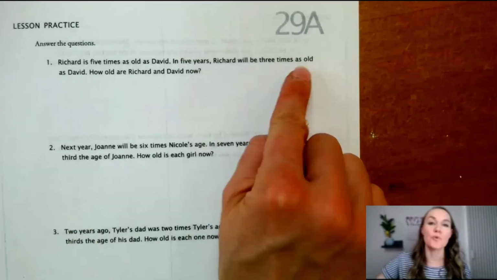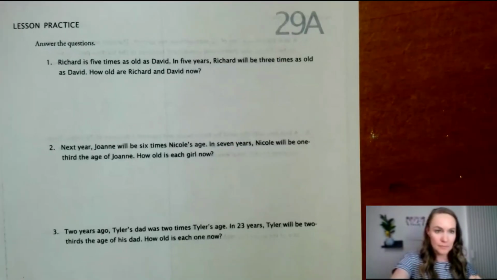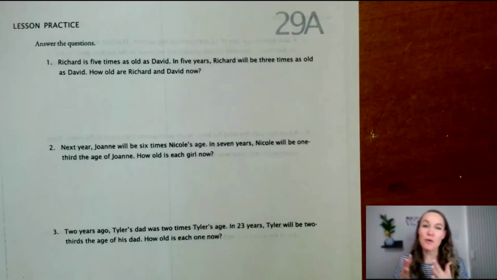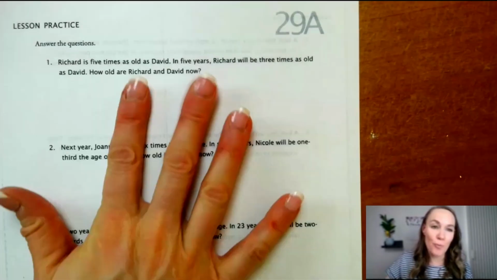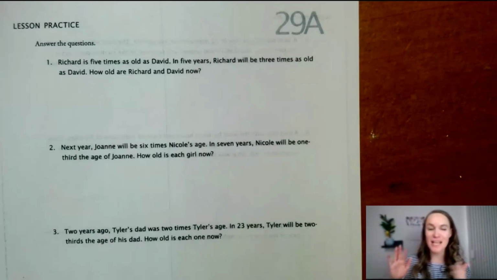Today we are doing 29A. All right, and we're doing more word problems. These are going to be quite similar to our last worksheet and our last lesson. So I hope that you've gotten a little bit of practice with those kinds of problems, and now we're going to apply them in a slightly different way with this worksheet.